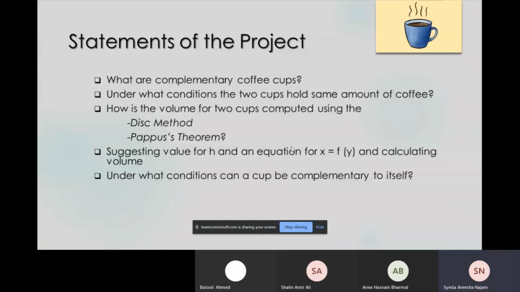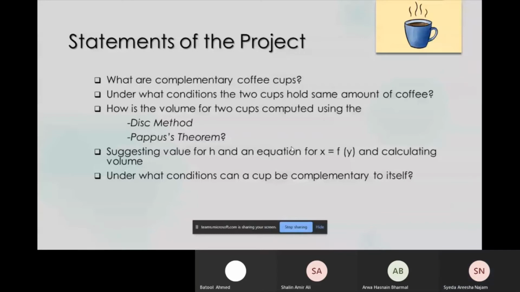Also, the inspiration behind this project is that if you have two such cups and you wonder which cup would hold more coffee, then of course you could fill one cup with water and pour it into the other and compare which holds more. But we could also go for a more mathematical approach, and here it is.